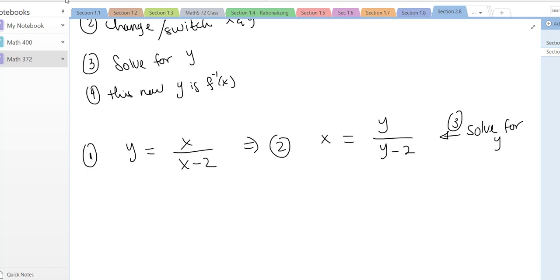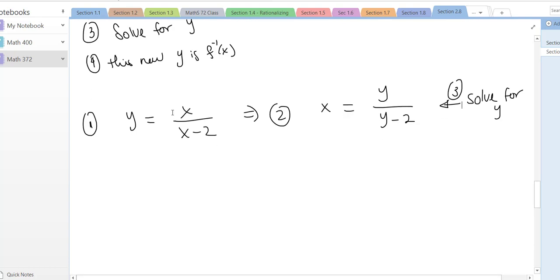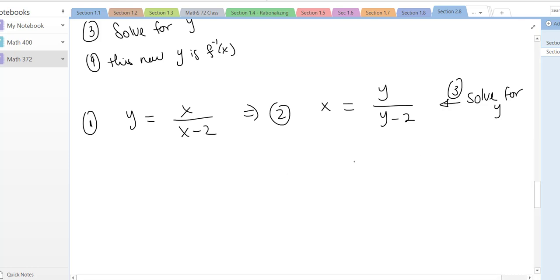This is where things are not so nice because it's not linear. So let's solve for y here. Let's multiply both sides by y minus 2 to clear the denominators, or you can think of it as cross multiplying, so that I can get rid of it. I'm left with x times y minus 2 equals y. Remember, my goal is to solve for y, so I want to isolate the y. That means get rid of this parenthesis: xy minus 2x equals y.